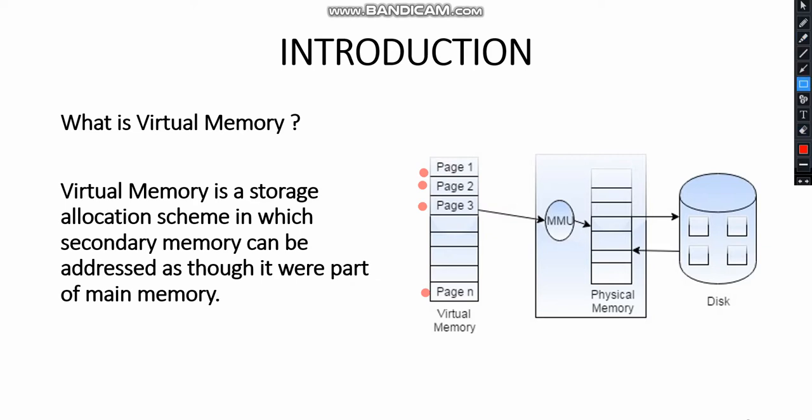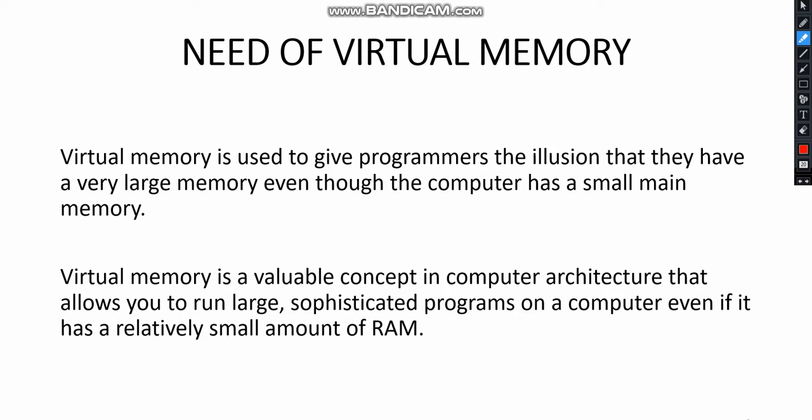Each page is stored on a disk, and when the page is needed, the OS copies it from the disk to main memory and translates the virtual address to real address. Virtual memory is valuable in computer architecture as it allows you to run large sophisticated programs on a computer even if it has a relatively small amount of RAM. That is one of the main benefits of using virtual memory.